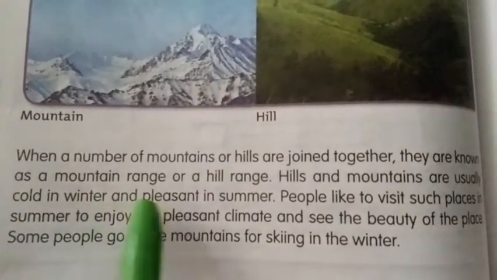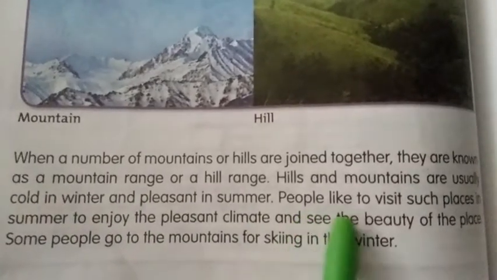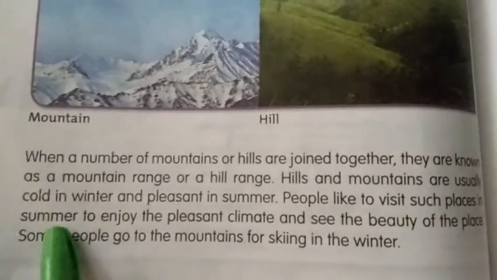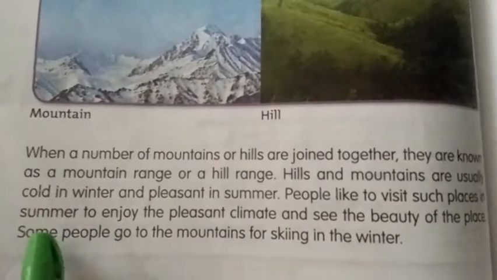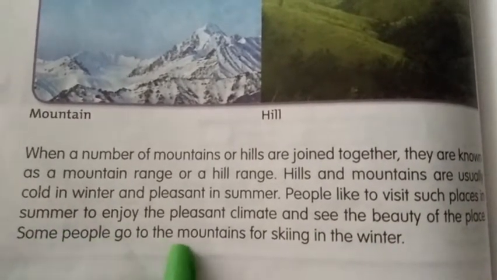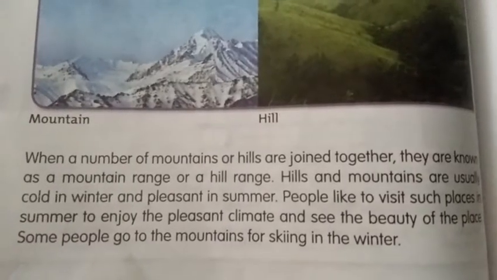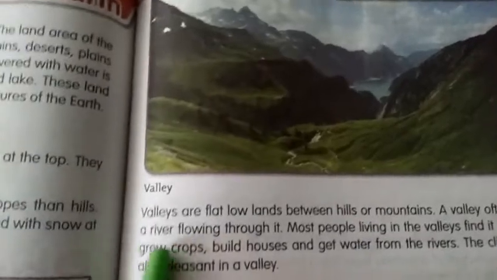Hills and mountains are usually cold in winter and pleasant in summer. People like to visit such places in summer to enjoy the pleasant climate and see the beauty of the place. Some people go to the mountains for skiing in the winter. Okay children, this is about hills and mountains. Now let's do the valley.